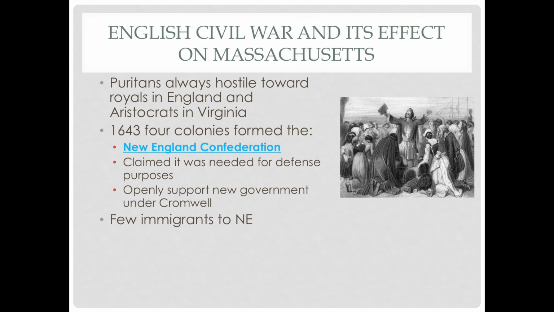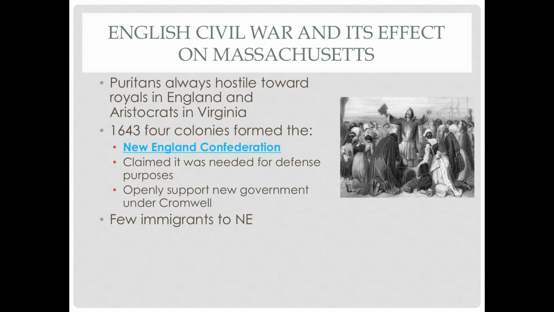Massachusetts is founded in 1630. And, of course, the war breaks out in 1642, so 12 years later. The Puritans took advantage of this. There are 4 colonies that will band together and try to form their own nation. They'll call it the New England Confederation. Now, this is totally against English law for them to have done this. They took advantage of the war.